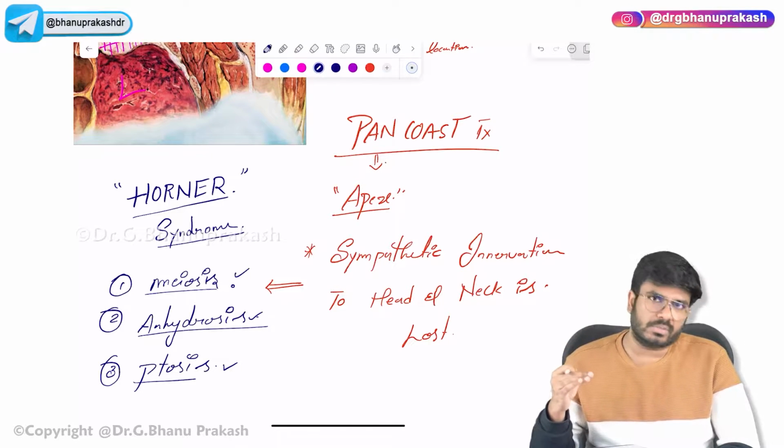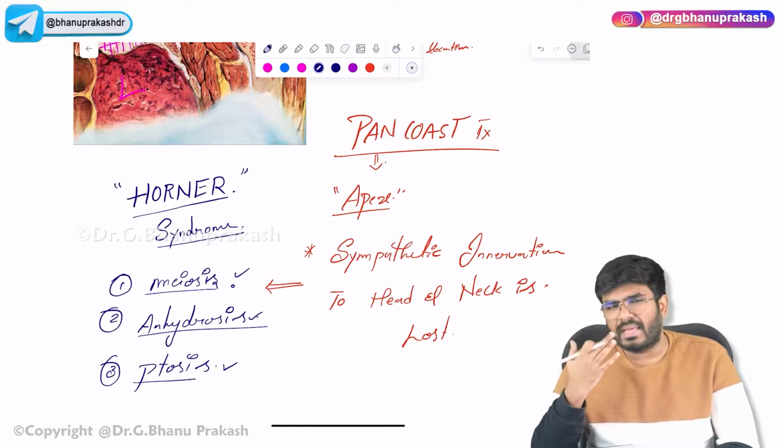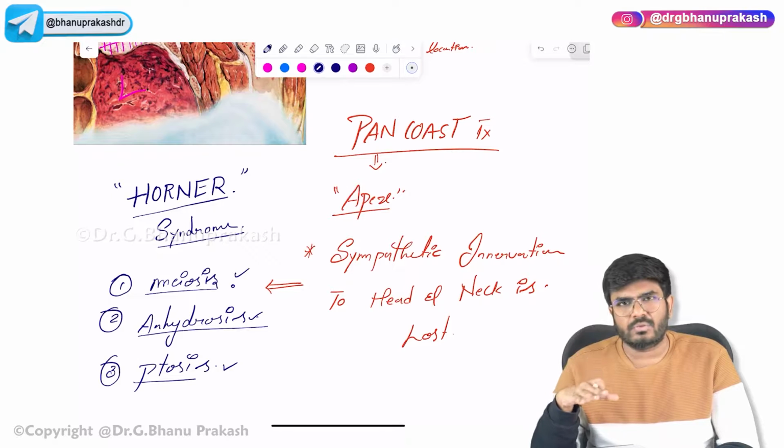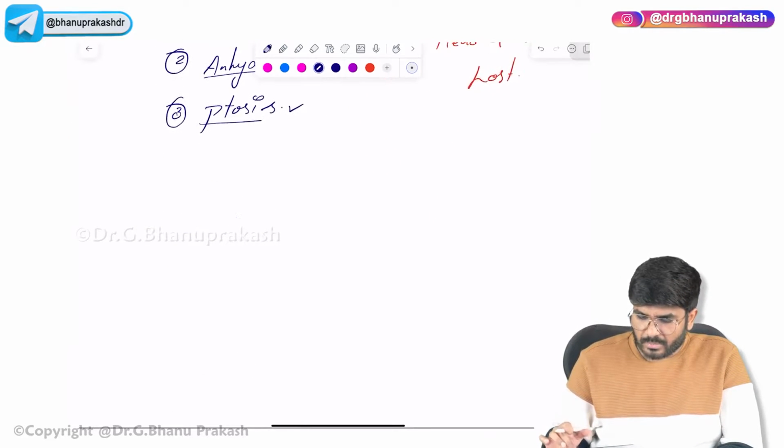Ptosis, meiosis and anhidrosis. Okay, and heterochromia is also going to be seen, different colored iris. In this one eye, the iris color is going to be a little lighter than the unaffected eye. Heterochromia means different colored iris. Okay, heterochromia can also be seen, but not that important. Anyway, done. So this is also completed.